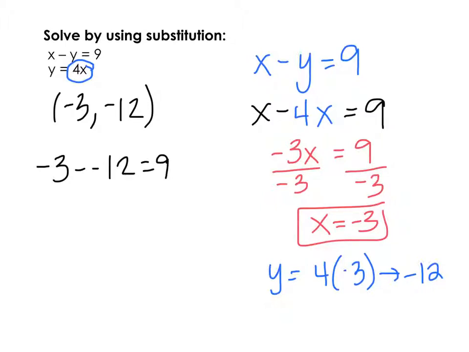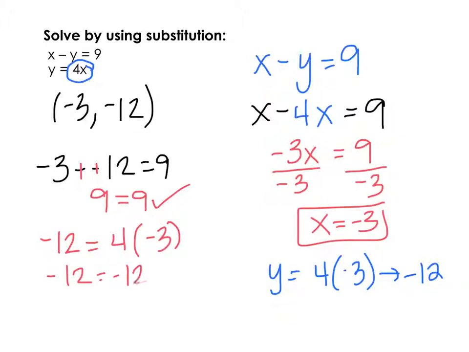Remember, subtracting a negative is the same as adding the opposite. So I have negative 3 plus 12, which turns out to be 9, which is equal to 9, and that's true. Now I just need to check it with my bottom equation. Negative 12 is y equal to 4 times x, which is negative 3. Negative 12 equals negative 12, so I've checked it, and I have the right answer.